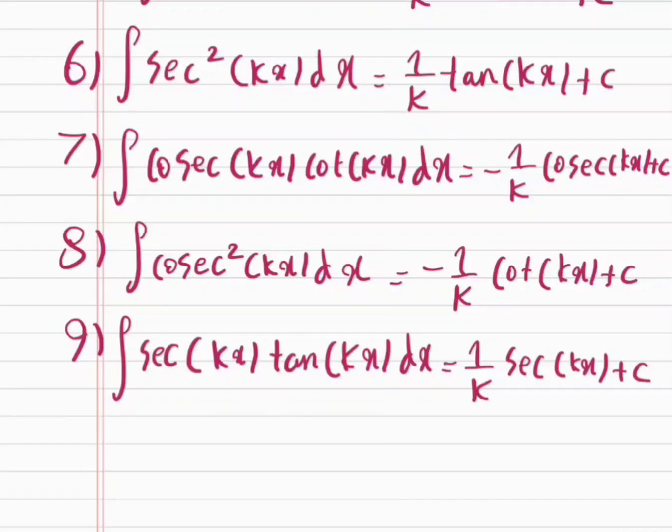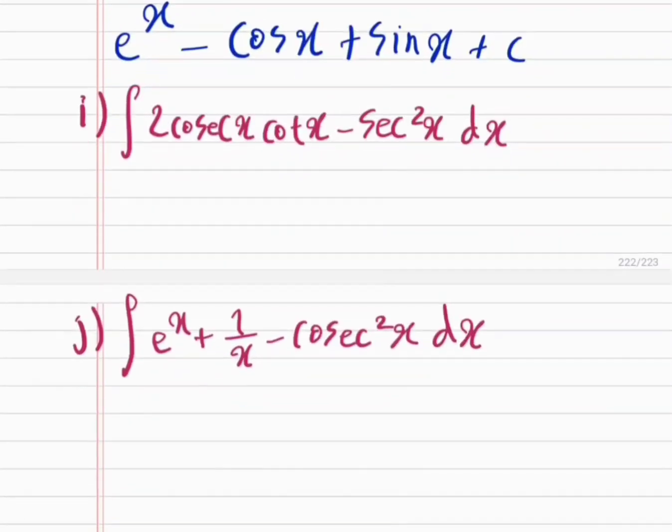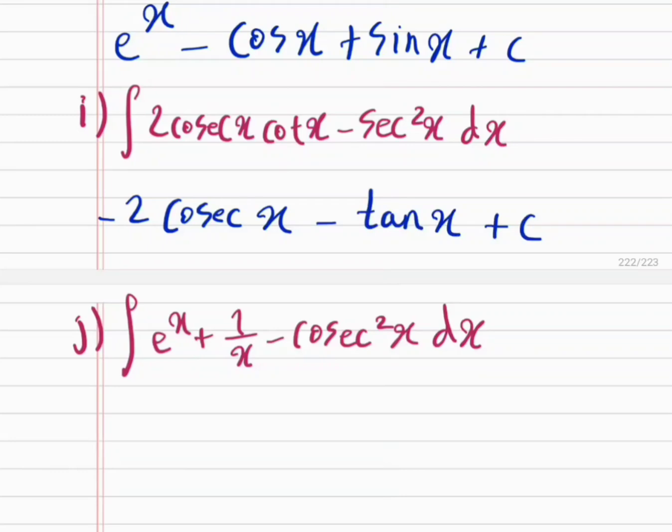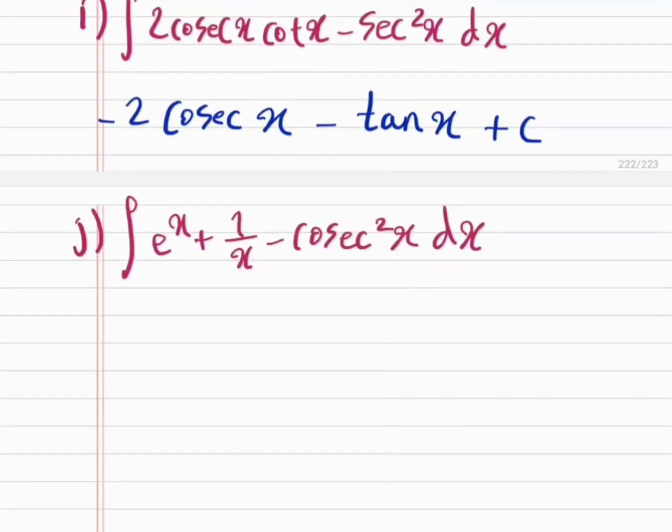cosec x. So that means here that we have 2 cosec x cot x. We simply get minus 2, because the 2 is just there, so we still keep the 2. But then the part that we have, cosec x cot x, integrates to minus cosec x. And again, from standard results, we know that sec squared x integrates to tan x, so we simply get minus tan x plus c.